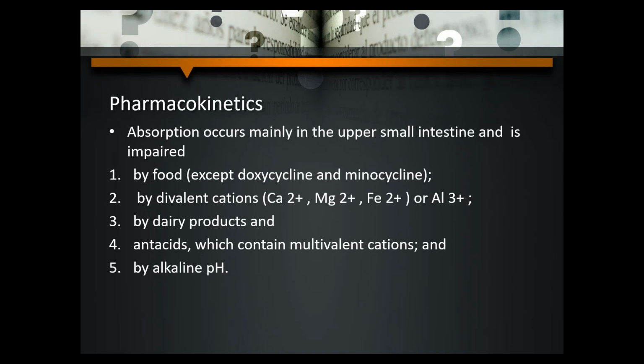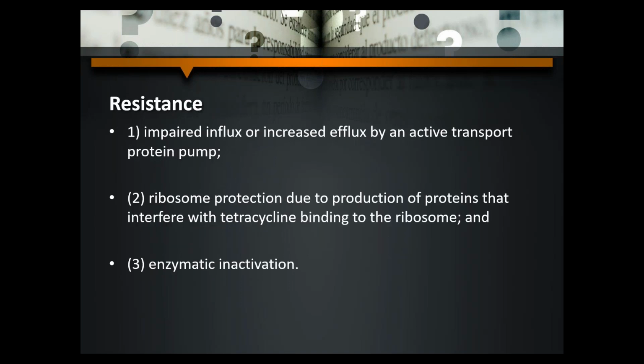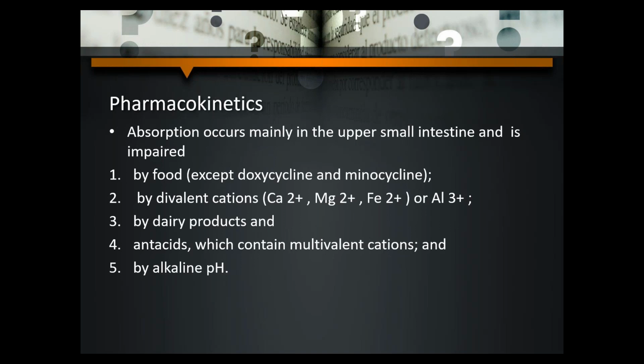Pharmacokinetics: absorption is very good with all of these, but because of crystallization, absorption can decrease. Absorption occurs mainly in the upper small intestine, and it can be impaired if you are giving it with food, especially the main tetracycline, oxytetracycline, and so on. But doxycycline and minocycline have high lipid solubility, so these resistance mechanisms will not work on doxycycline and minocycline. That is why doxy and mino are still used for a wide range of infections even now.